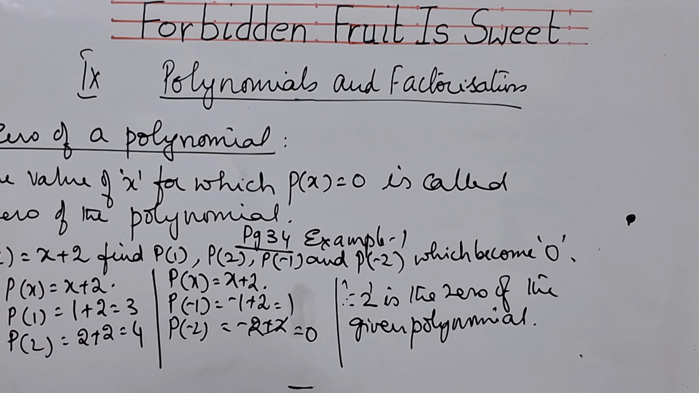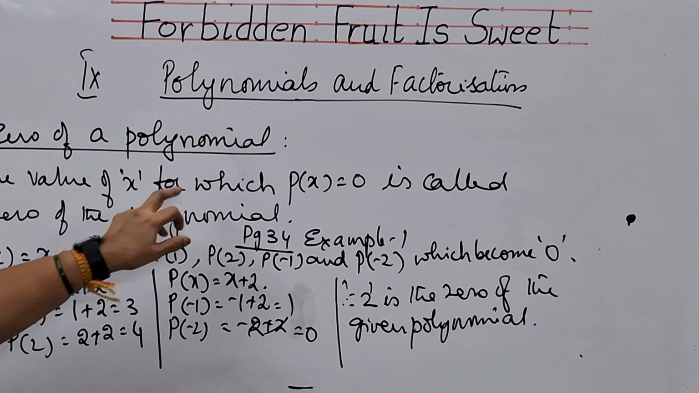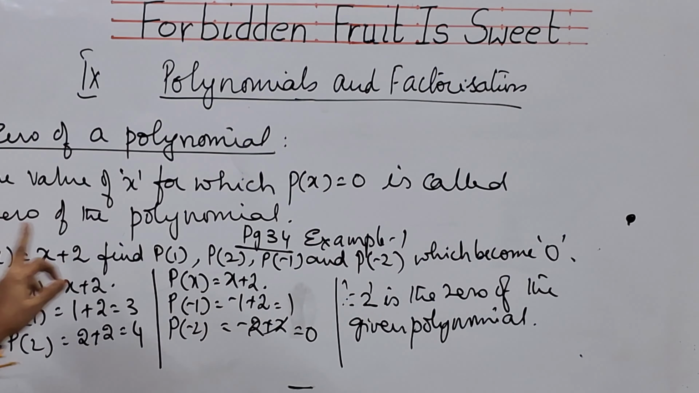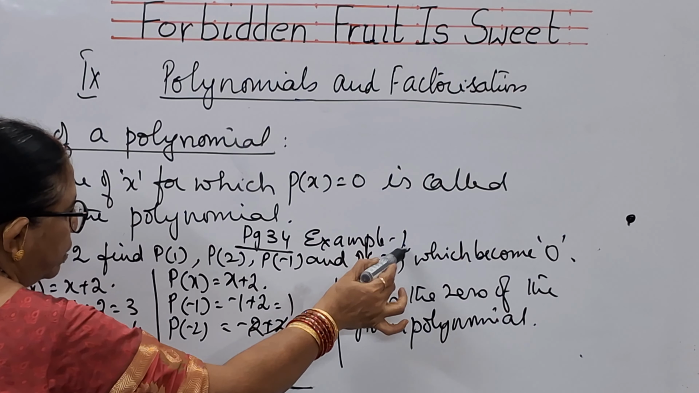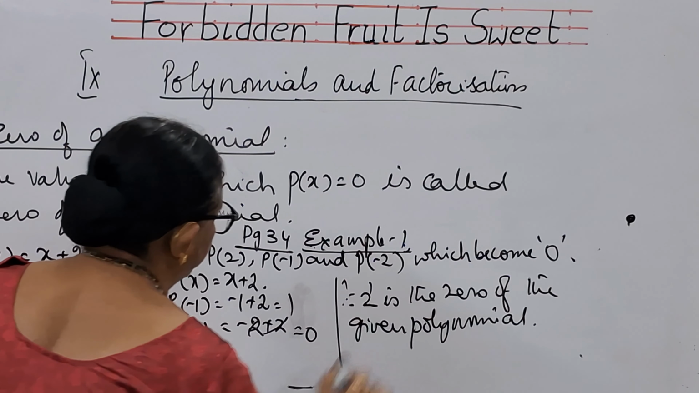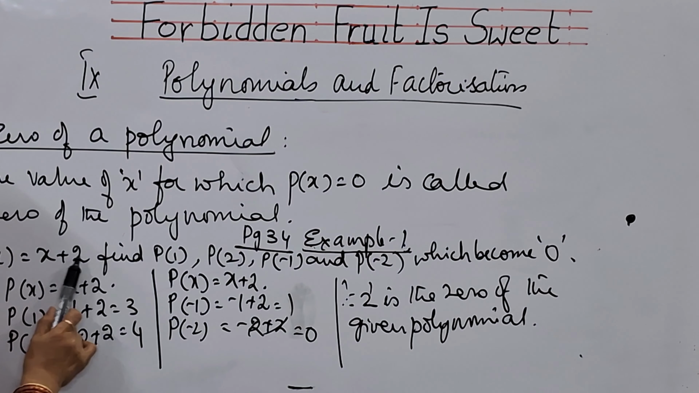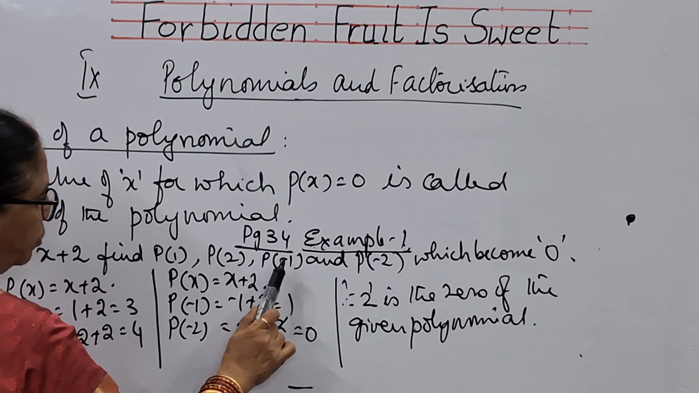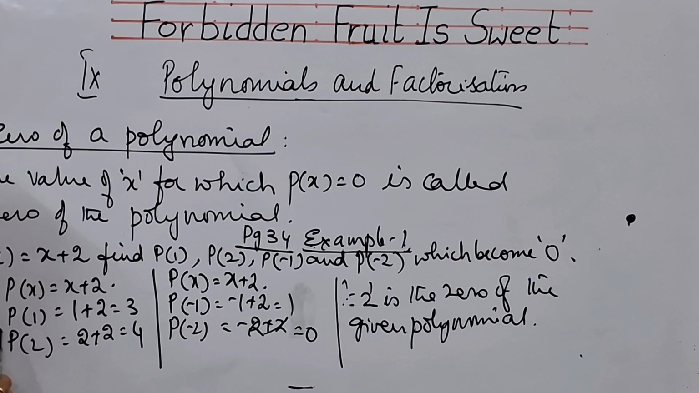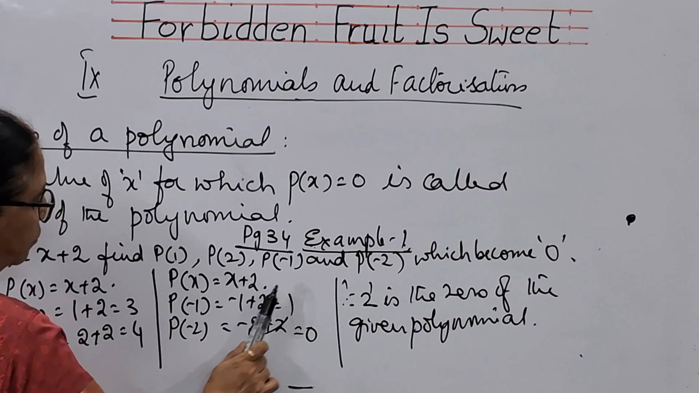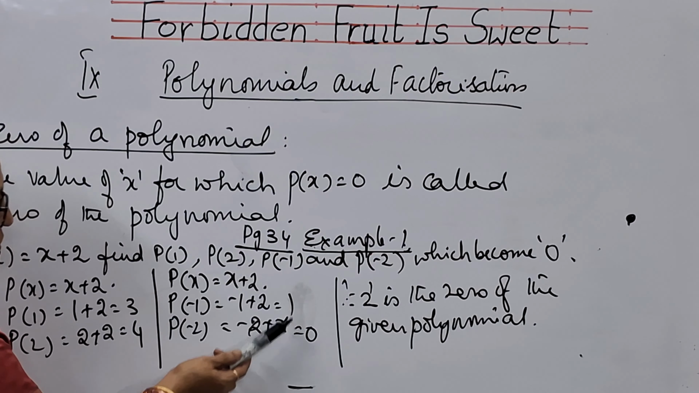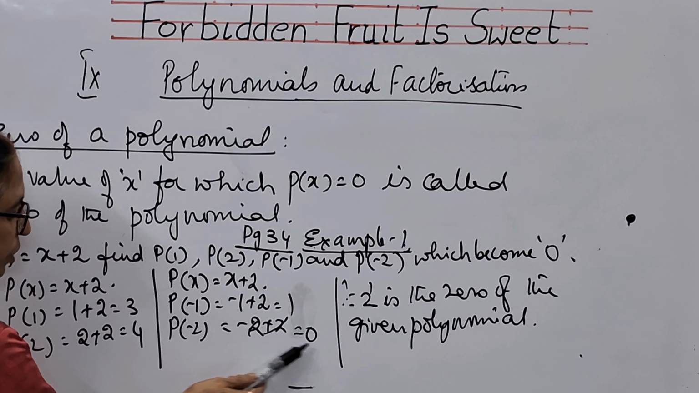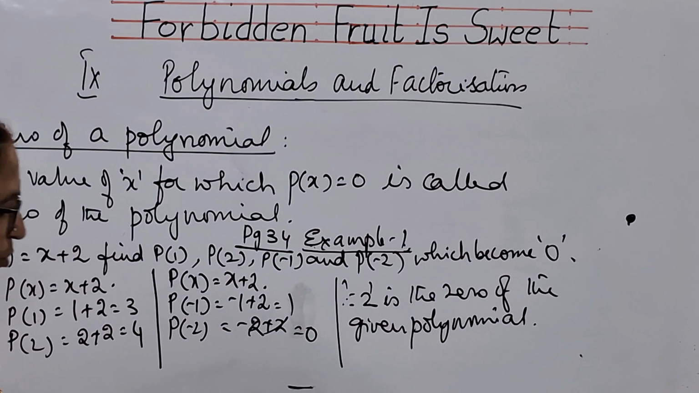So I hope you have understood, children. The definition is the value of x for which p of x is 0 is called zero of the polynomial. So when we see example 1 here, this is page 34 example 1, p of x they have given. We have to find out p of 1, p of 2, p of minus 1, p of minus 2. So p of 1 I got 3, p of 2 I got 4, p of minus 1 I got plus 1, p of minus 2 I got 0. So only for minus 2 I got 0, not for other ones. So zero of the polynomial is minus 2. I hope you have followed, children.